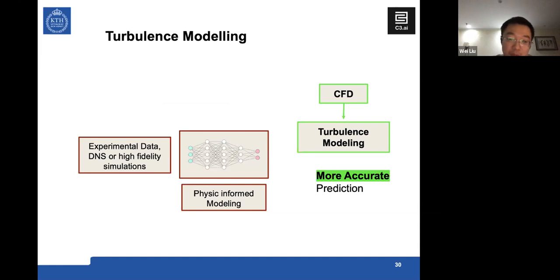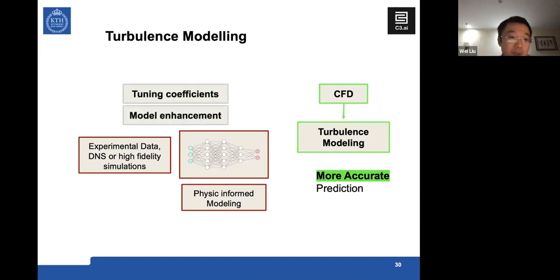And there are two possible ways to do so: tuning the coefficients of the turbulence model, or turbulence model enhancement. As to tuning the coefficients, it is basically for the RANS turbulence models, because for the RANS turbulence models, the closure problem together with the eddy viscosity hypothesis introduces a number of constant coefficients varying from model to model. Those coefficients are determined from a combination of dimensional analysis and experimental measurements, usually in a simplified configuration.